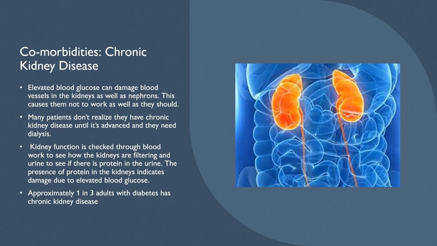Comorbidities: chronic kidney disease. Elevated blood glucose can damage blood vessels in the kidneys as well as the nephrons. This causes them not to work as well as they should. Many patients don't realize they have chronic kidney disease until it's advanced and they need dialysis. Kidney function is checked through blood work to see how the kidneys are filtering and urine to see if there is protein in the urine. The presence of protein in the kidneys indicates damage due to elevated blood glucose. Approximately 1 in 3 adults with diabetes has chronic kidney disease.